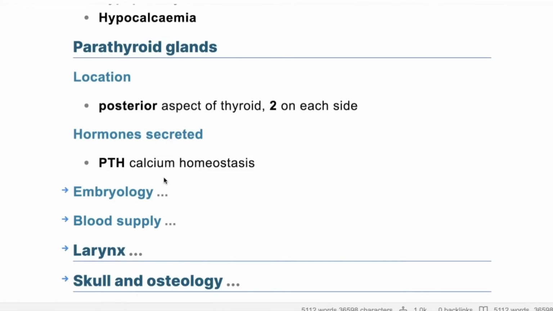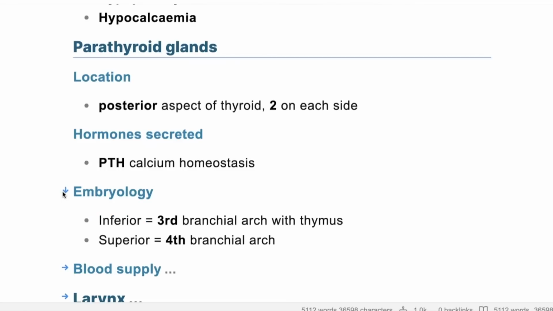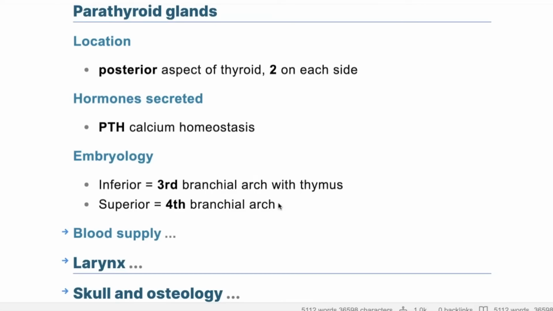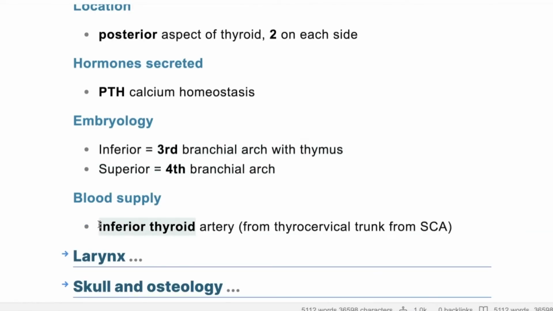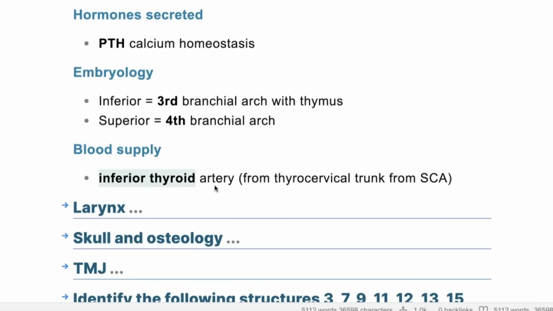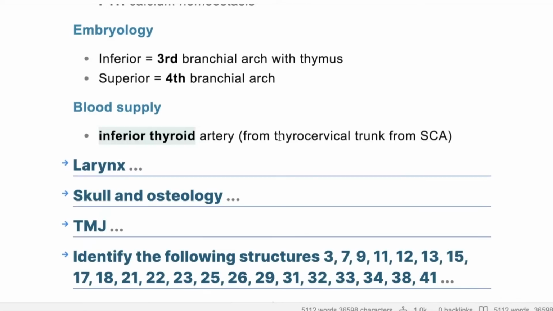Can you tell me the embryology of the parathyroid gland? Where do they come from? Yes, there is the superior and the inferior parathyroid. The inferior parathyroid glands come from the third pharyngeal pouch with the thymus, while the superior come from the fourth branchial arch. Well done. Can you tell me the blood supply of the parathyroid glands? There is, I think, the superior thyroid artery and the inferior thyroid. So the blood supply for the gland comes mainly from the inferior thyroid artery rather than the superior, okay? So mainly from the inferior thyroid artery, which is a branch of the thyrocervical trunk.